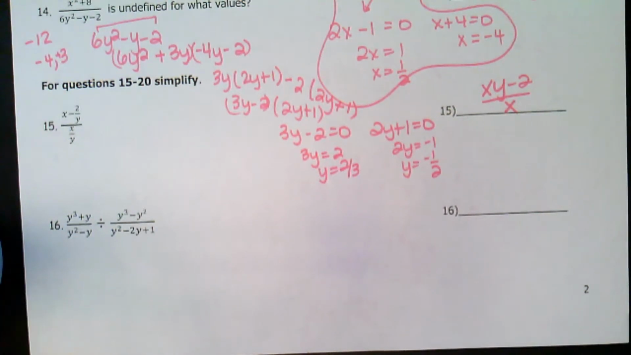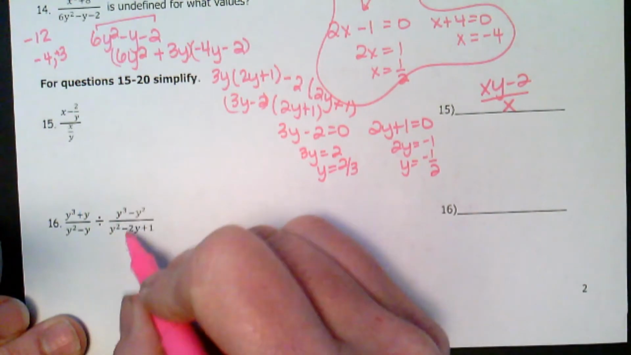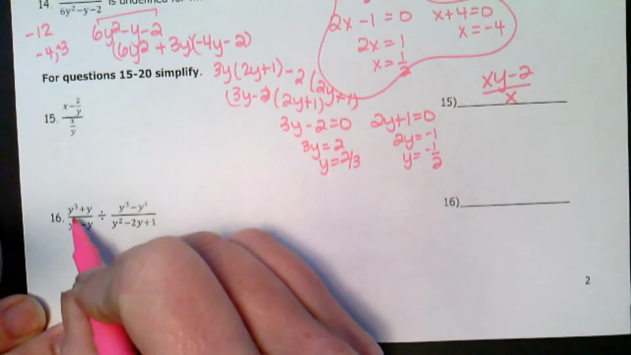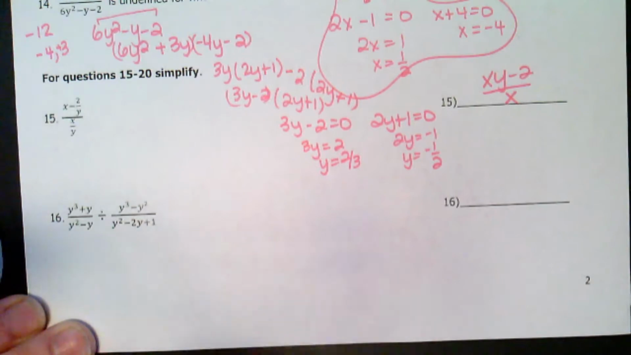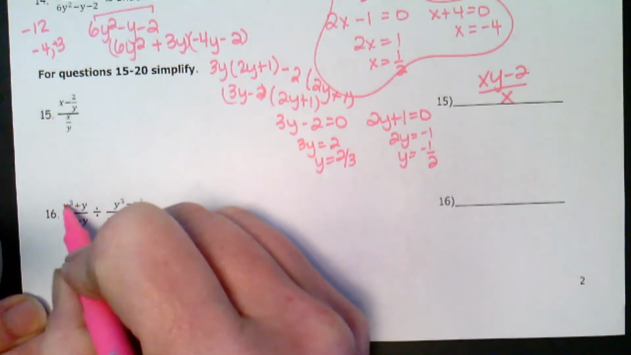Alright, so it's a division problem, which means we're going to change it to multiply and flip. We're going to factor everything to death, and then we're going to cross stuff out. So let me look at the first one.